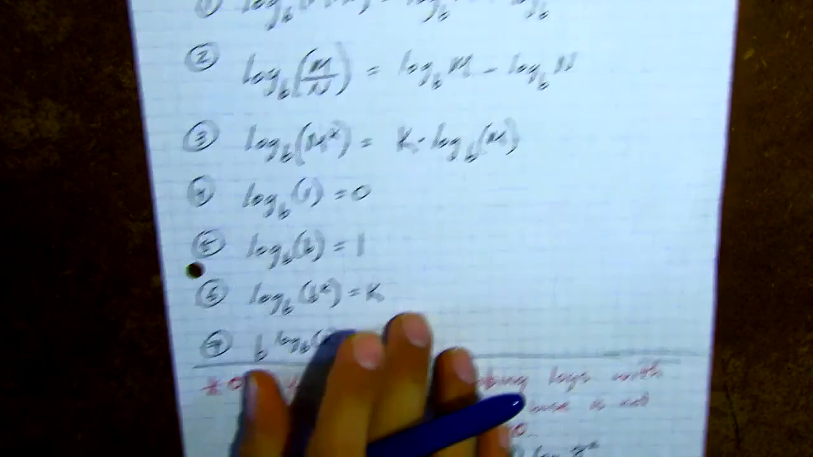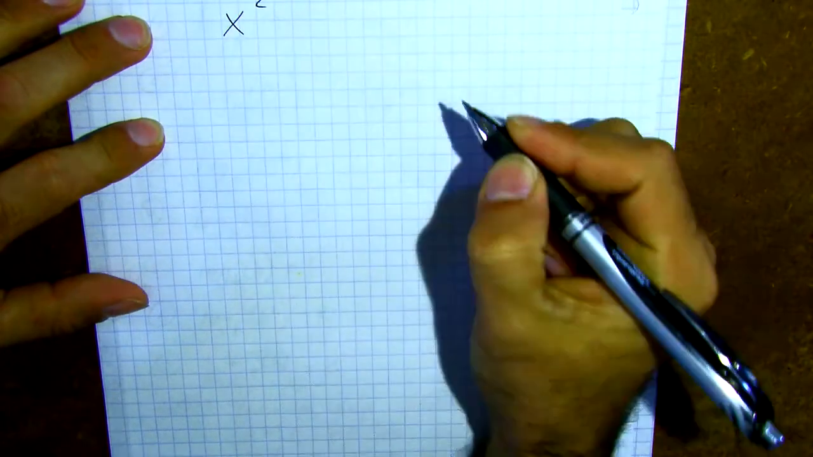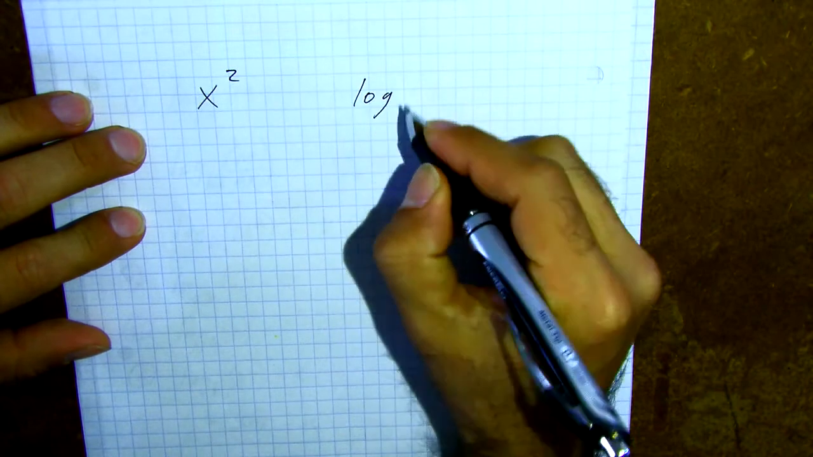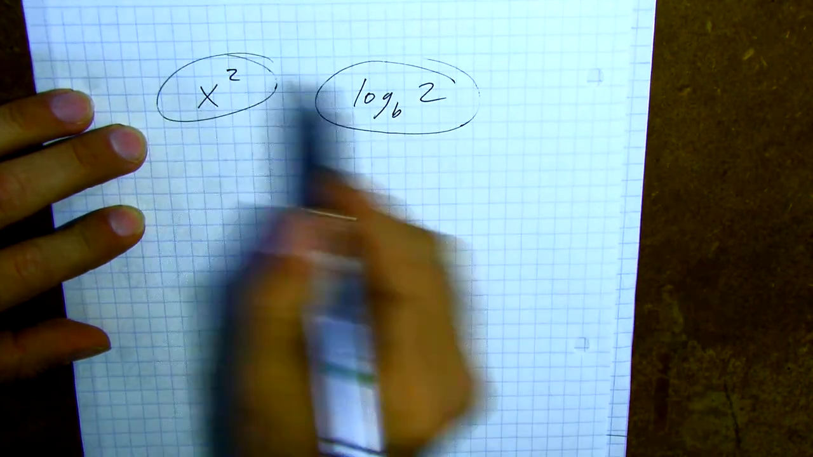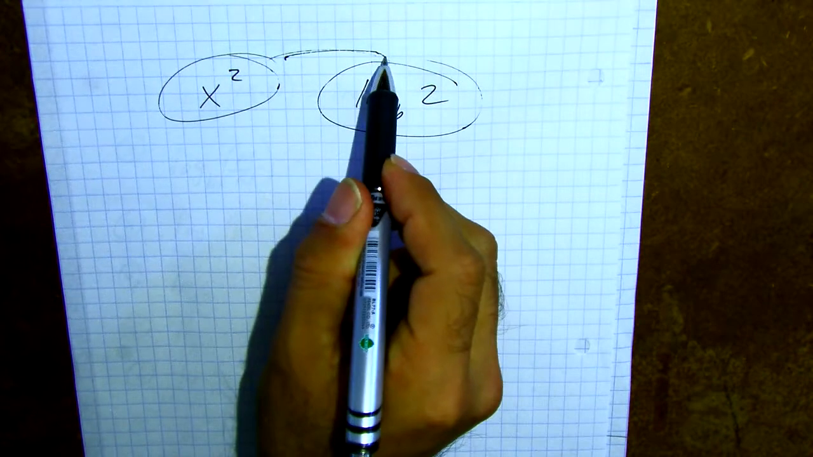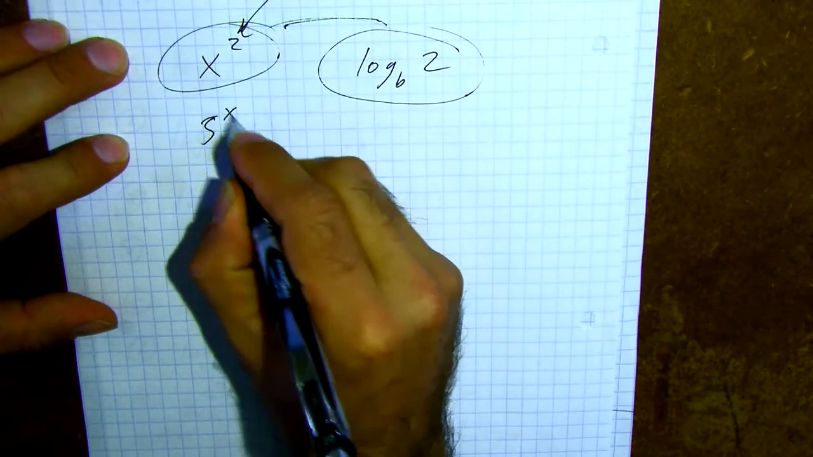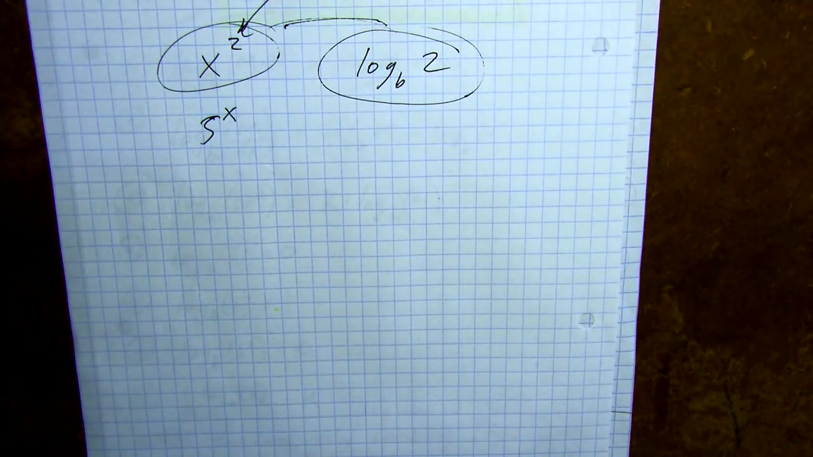All right, folks. So we're talking about logs again, and I want to remind you that logs are just the inverse of exponents. In the same way we had x squared, we can have log with a base of 2. We have a way to take the inverse of our exponents. More specifically, when we have an exponent that is unknown, we use logs to figure it out.